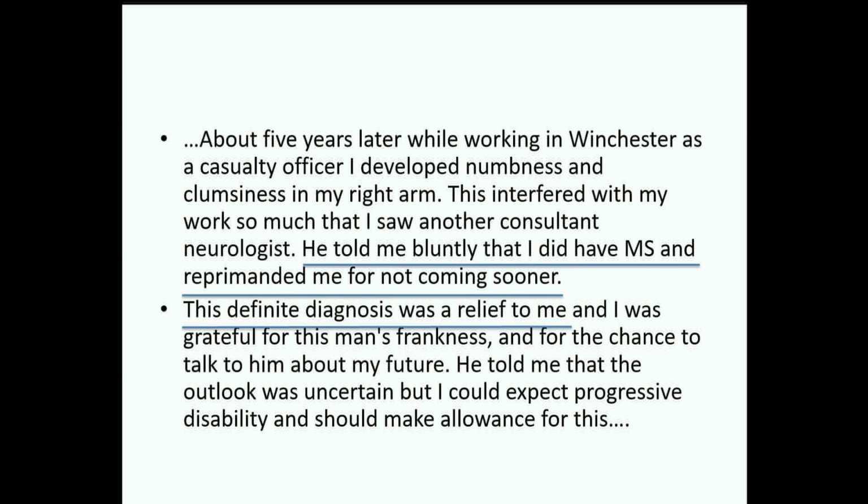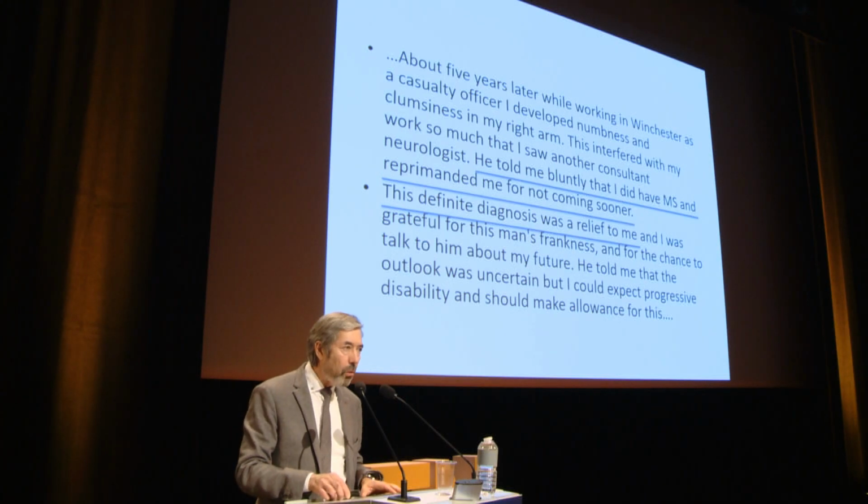And after 5 years, he has a new relapse. He saw a neurologist, and this neurologist told him that he had multiple sclerosis. And Alexander said that this definite diagnosis was a relief to me, and I was grateful to this man's frankness, and so on. So what does this experience teach? It teaches that in the 80s, usually the diagnosis was made late. The diagnosis disclosure was not very good.